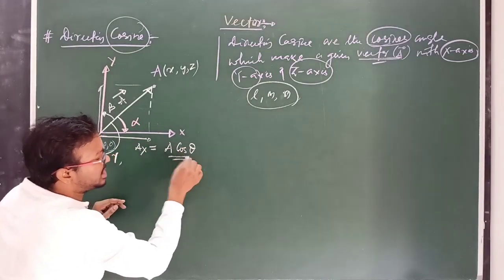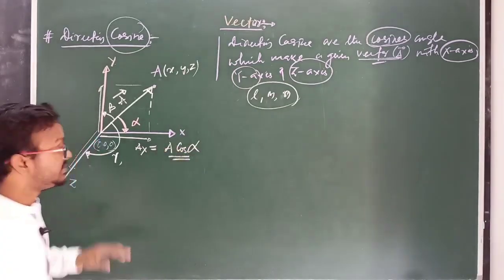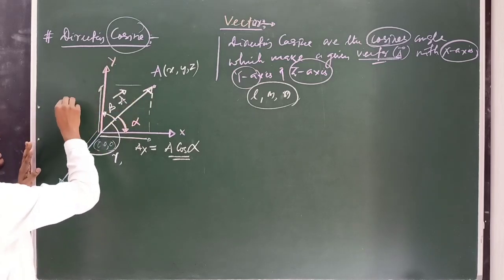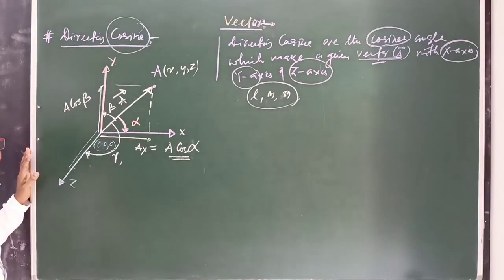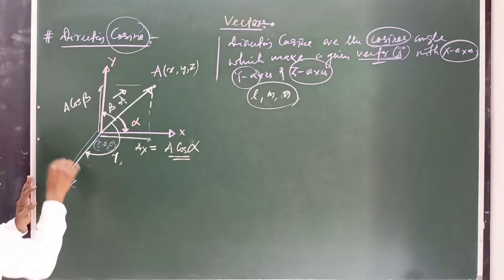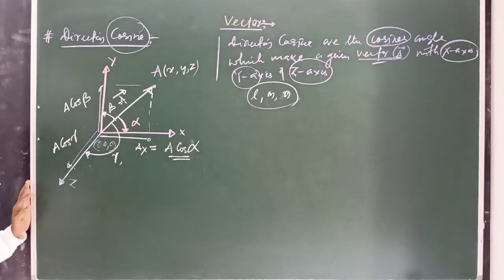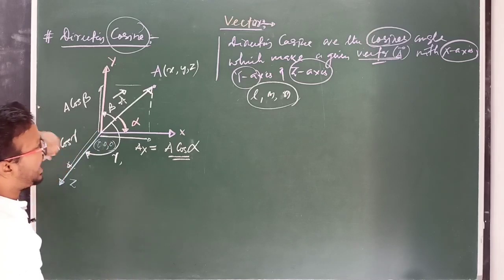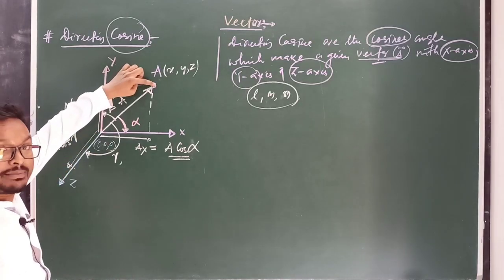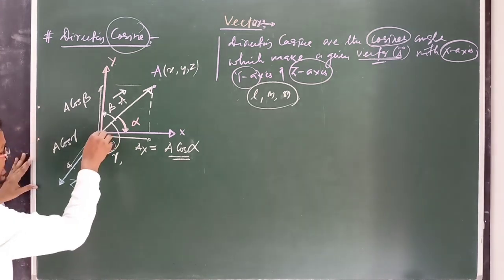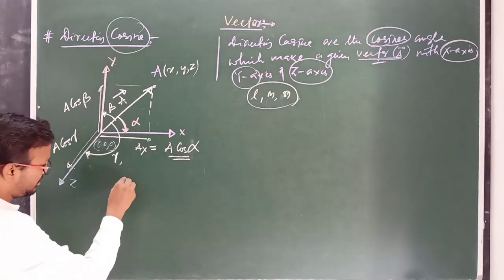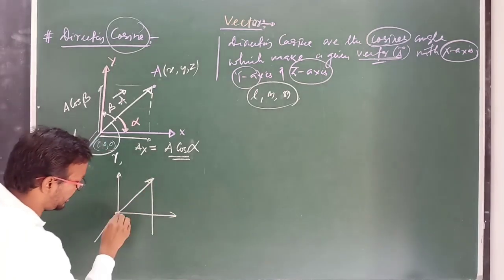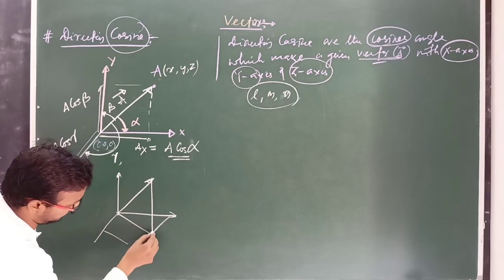Sorry, cos alpha is here, and again the angle is beta, so its component along the y-axis you can write as A cos beta. Similarly, along the z-axis you can write A cos gamma. Clear? So we can write the vector. We already discussed how to represent a 3D vector, or the three-dimensional case. First we have to come in this direction, and suppose this vector, you have to remember this vector. So first we have to draw here like this.